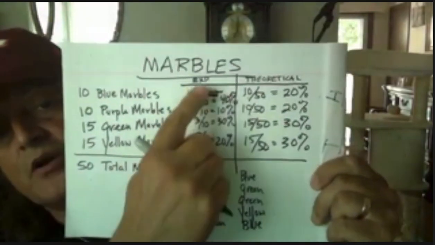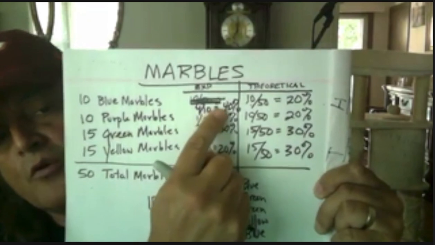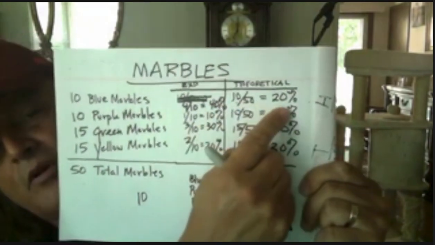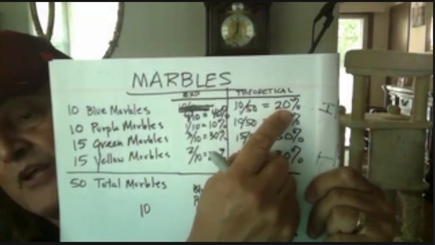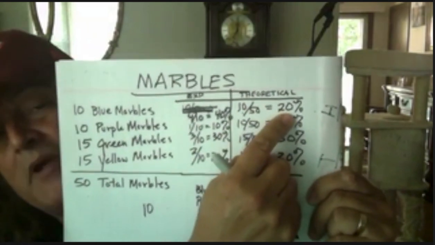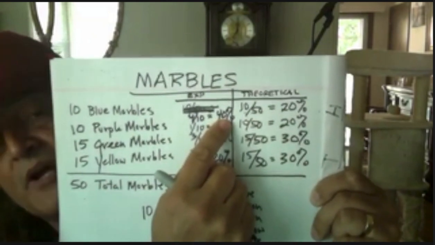All right? So when you look at this, the experimental probability of drawing a blue marble was 40%, because 4 out of 10 times we drew a blue marble, but we would only expect that to be 20%. In theory, it should have only been 20% of the time, but when we actually did it, it was almost twice that much, and that'll happen sometimes.